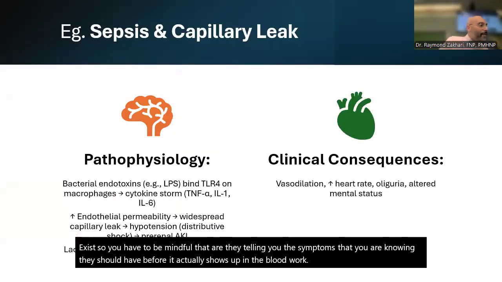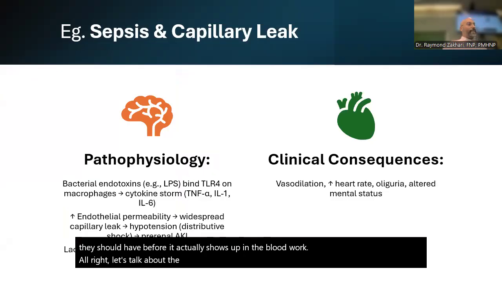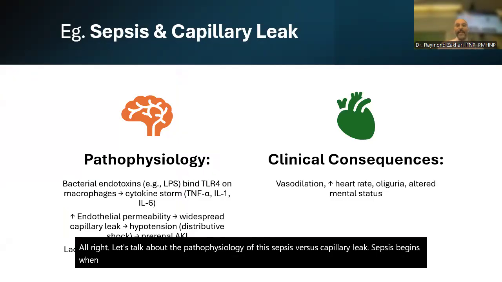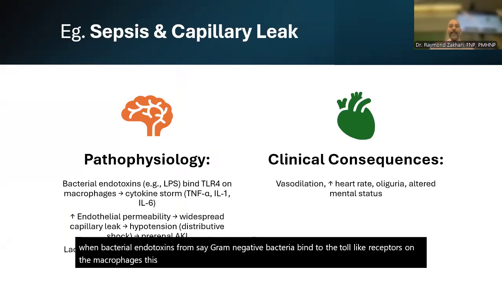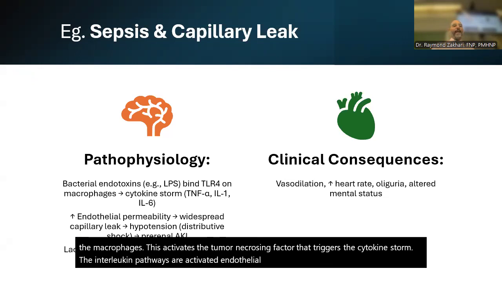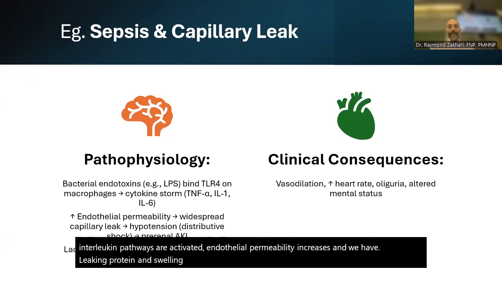All right, let's talk about the pathophysiology of sepsis versus capillary leak. Sepsis begins when bacterial endotoxins from, say, gram-negative bacteria bind to the toll-like receptors on the macrophages. This activates the tumor necrosis factor. That triggers the cytokine storm. The interleukin pathways are activated, endothelial permeability increases, and we have leaking protein and swelling. So this is what happens in sepsis.